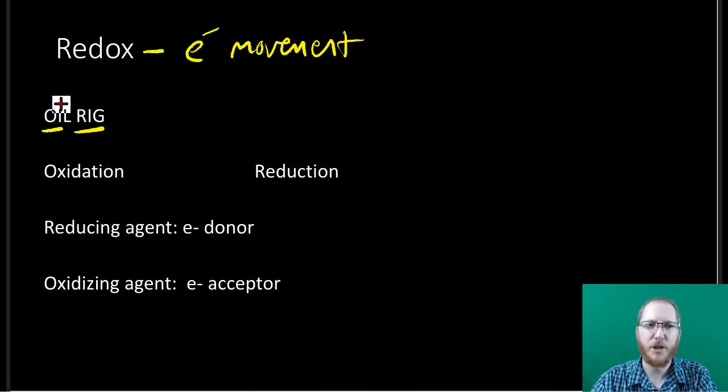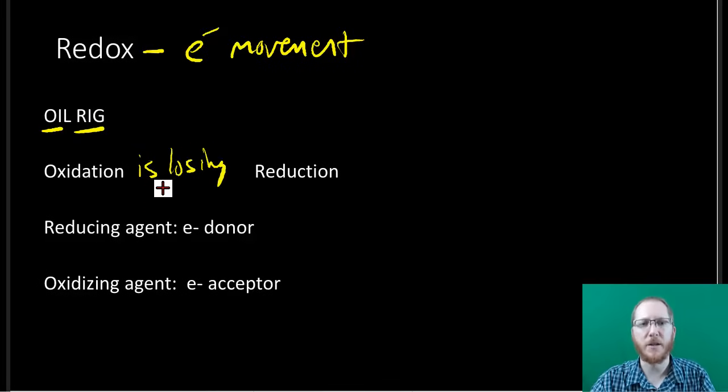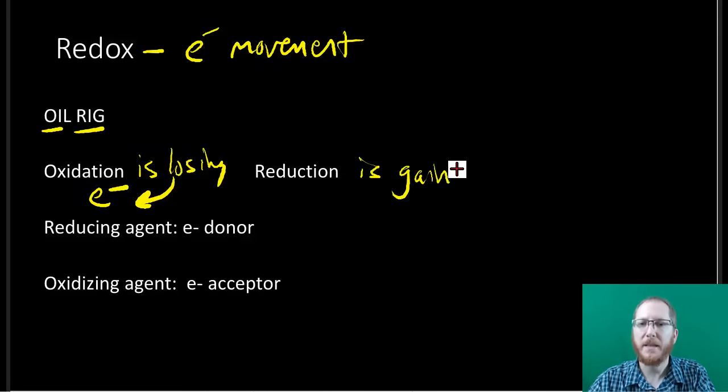And the idea here is oxidation is losing electrons. So if you're talking about what's happening to a compound during a redox reaction, well, the guy that's undergoing oxidation is losing electrons, all right? Its electrons are being stripped away. When we talk about reduction, the RIG part, reduction is gaining. So that means that the guy that's being reduced is ultimately going to gain electrons.